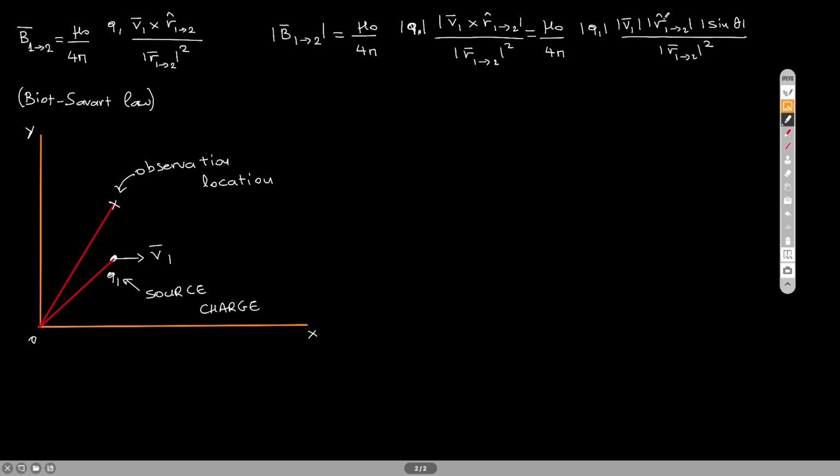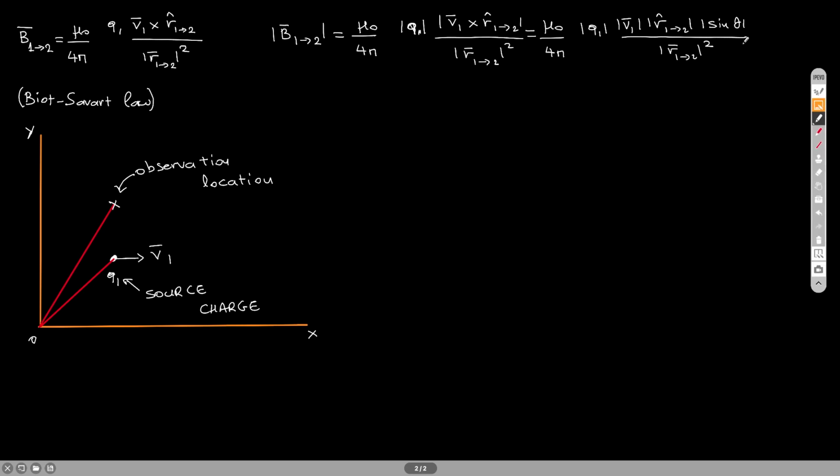Now, there is something that makes my life easier. Yes, there is. The magnitude of r hat. R hat is the unit vector, and it has the property that it has a magnitude of 1 always. So I don't have to do this calculation. I know it is 1. So I have the constant, the absolute value of the source charge times its speed times the absolute value of the sine theta divided by the magnitude of r squared.